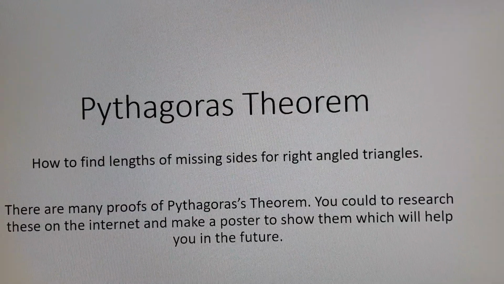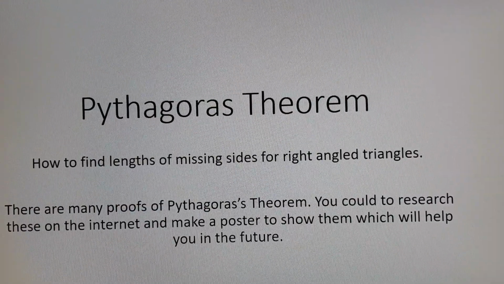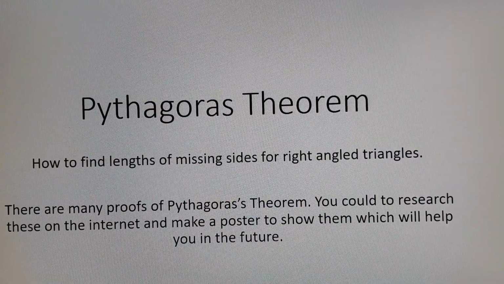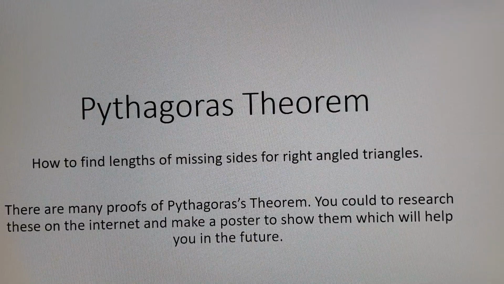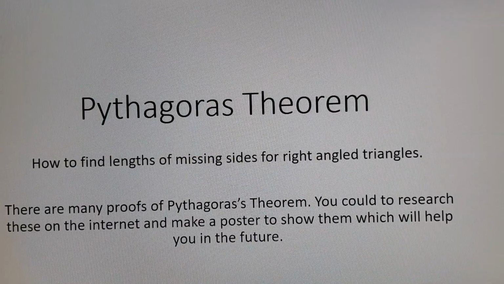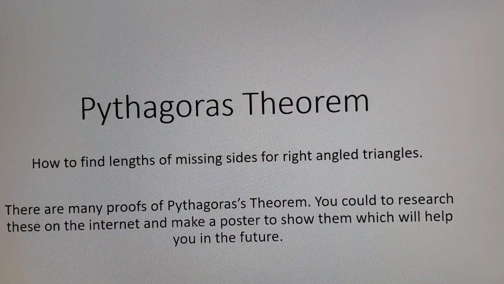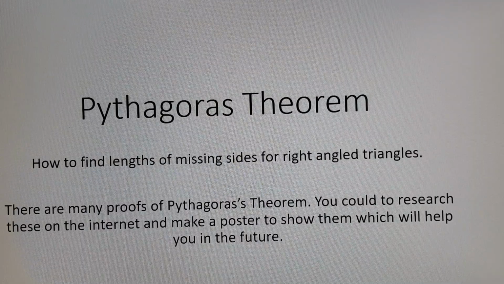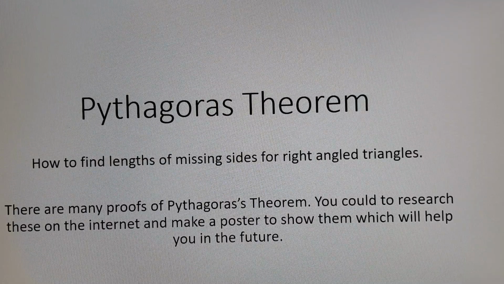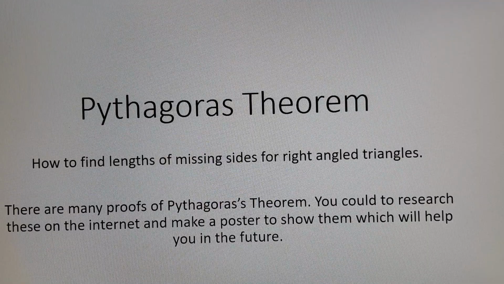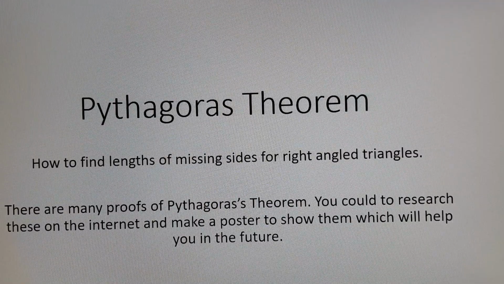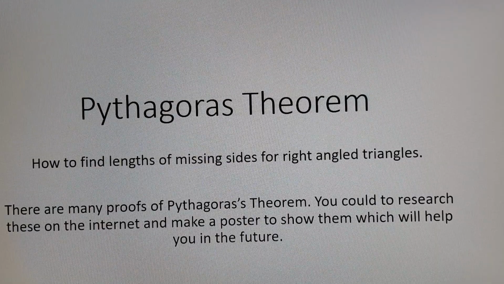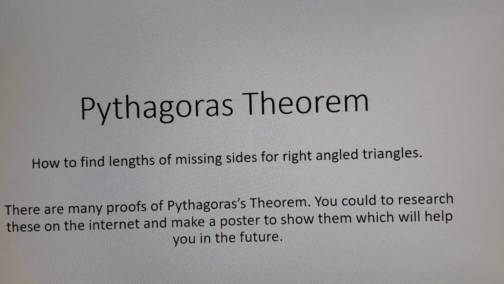Pythagoras' theorem is all about right angled triangles, and we can use it to either find out if a triangle has got a right angle, or if we know two of the sides and we know it's a right angle, we can use it to find out a missing side. There are many ways of proving Pythagoras' theorem. We're going to go through one so that you know that it's an actual truth, but you might want to do a bit of research to see if there's another one that you understand a little bit better. So, here's the proof.